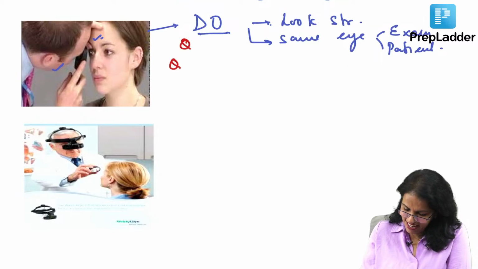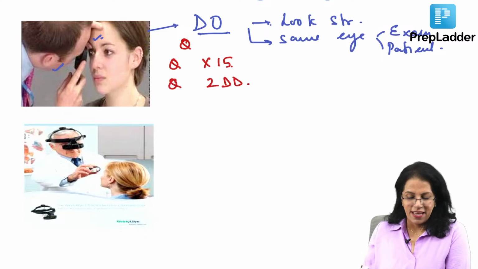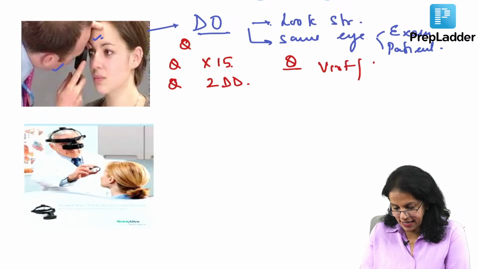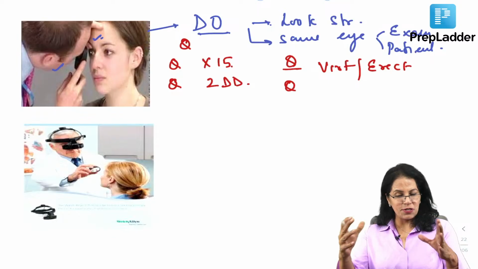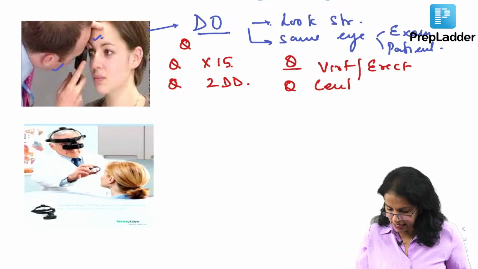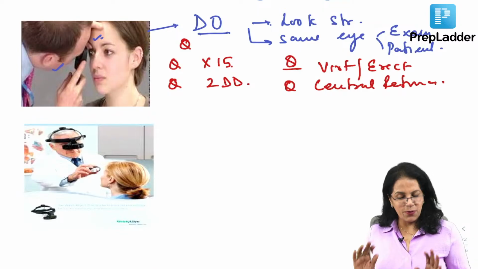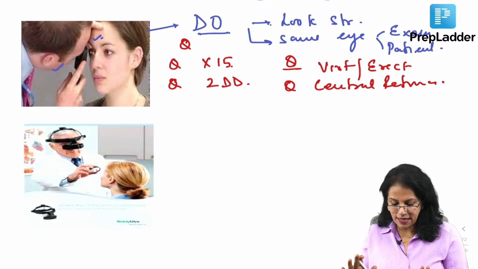Everybody knows this. Magnification 15 times. At one point we can see 2 disc diameter. What is the type of image formed? It is virtual and erect. Because the field is less and magnification is more, we are only seeing the central retina. Clear? Done? Okay. So, these are the important points regarding direct ophthalmoscopy.